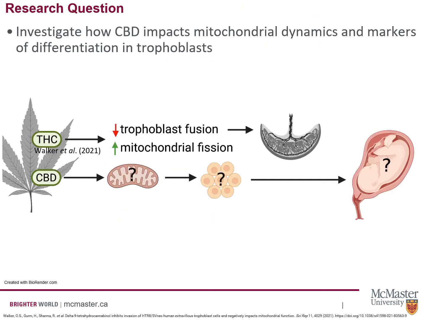Now, our research question is looking into how CBD impacts mitochondrial dynamics and markers of differentiation in these trophoblast cells. Previous work from our lab has shown that THC, another component of cannabis, has led to decreased trophoblast fusion and increased mitochondrial fission. So there might actually be a link between the changes to the mitochondrial dynamics and the decreased trophoblast fusion. We don't, however, have any knowledge about how CBD affects trophoblasts, which is why we want to understand how CBD interacts with trophoblast mitochondria, how it could alter their metabolism, and consequently alter their function.